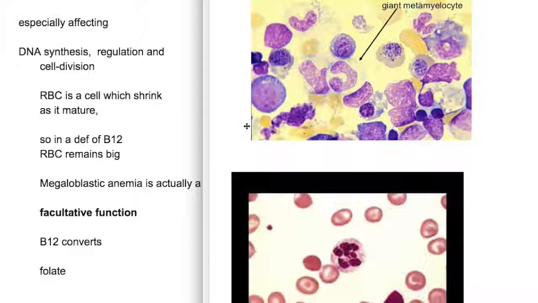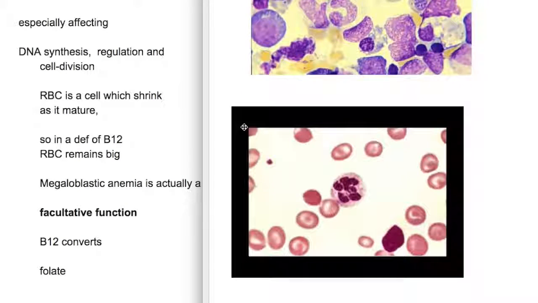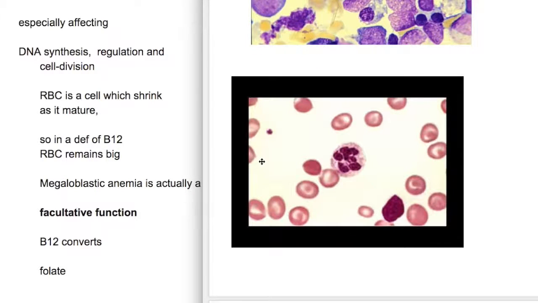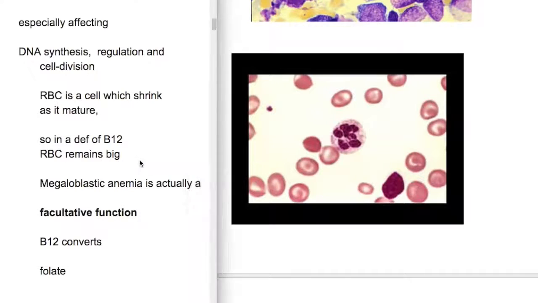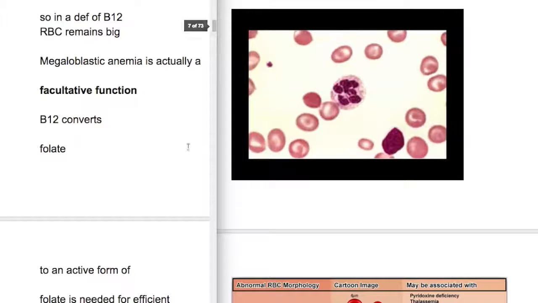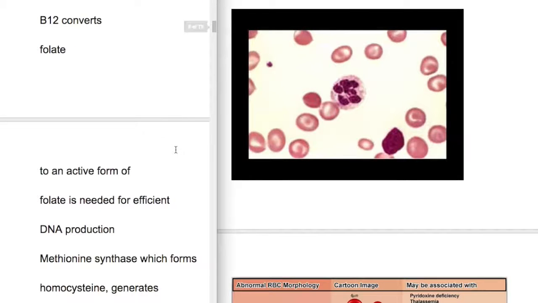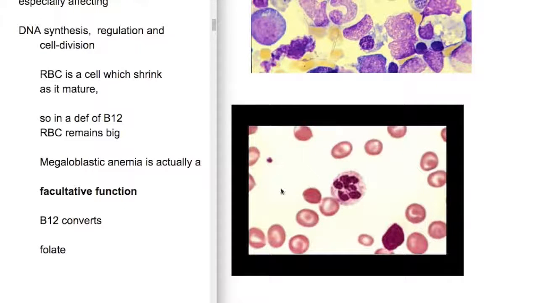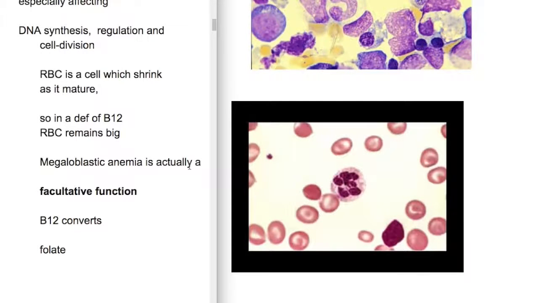In a deficiency of B12, RBC remains big and it causes megaloblastic anemia. This megaloblastic anemia of vitamin B12 deficiency is actually a facultative function of vitamin B12 that converts folate into an active form of folate, which is needed for efficient DNA production. So, treating vitamin B12 deficiency with folate may correct this disorder of cell maturation, but it will mask the other disorders of vitamin B12 deficiency.